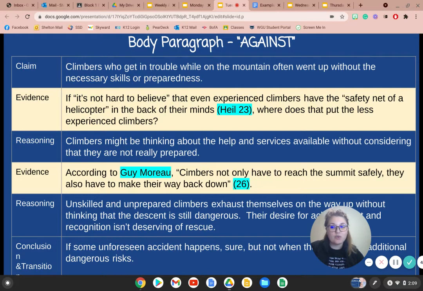And the second piece of quote, according to Guy Moreau, "climbers not only have to reach the summit safely, they also have to make their way back down," page 26.